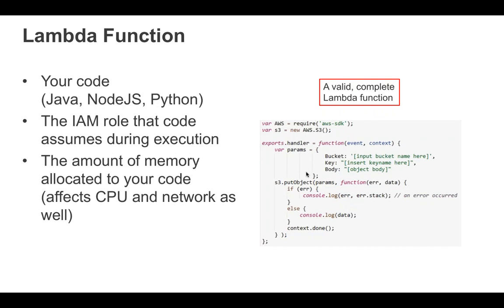So really, see three simple parts to a Lambda function: the code you write, the role it's going to execute with, and the amount of memory it needs for that code to execute, which of course in turn affects the amount of CPU and network which is scaled behind the scenes for that function.